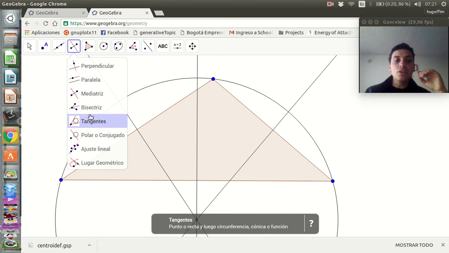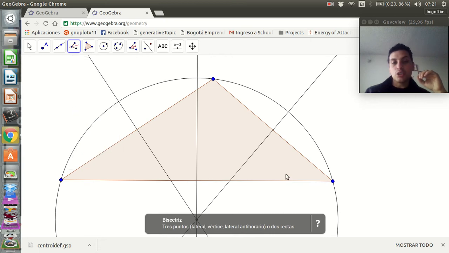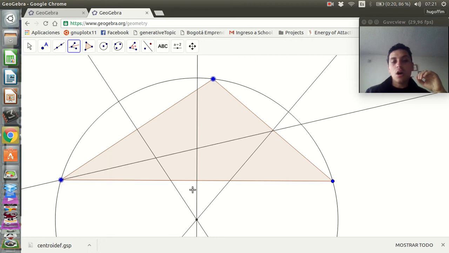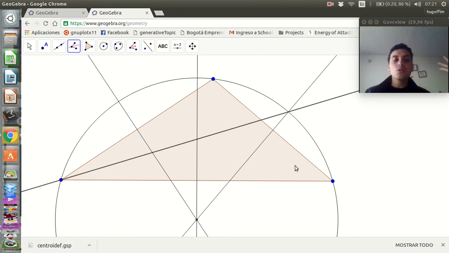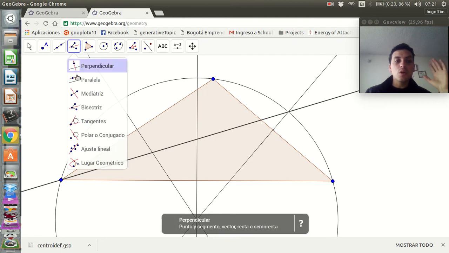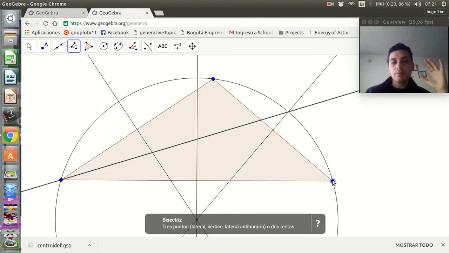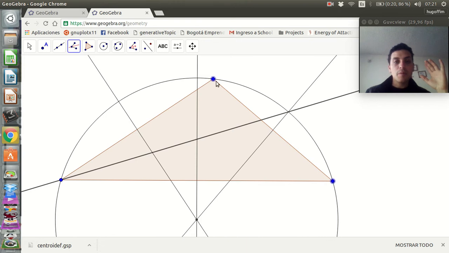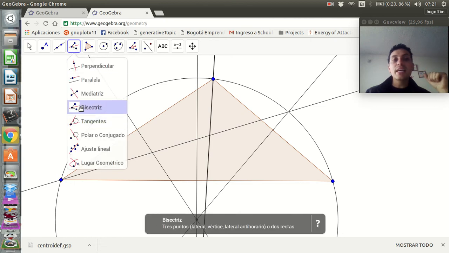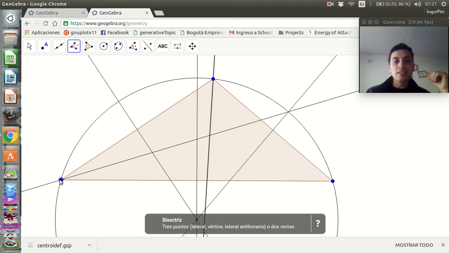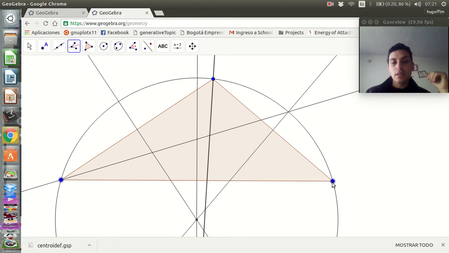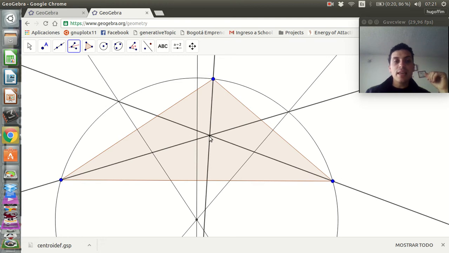Now we're going to find the incenter. The incenter is found using the angle bisectors. So we're going to find the angle bisectors of each angle of the triangle. You know how to do it using a compass, so I'm just going to do it here using this program. With the angle bisectors we'll have the next concurrency point, that is the incenter.